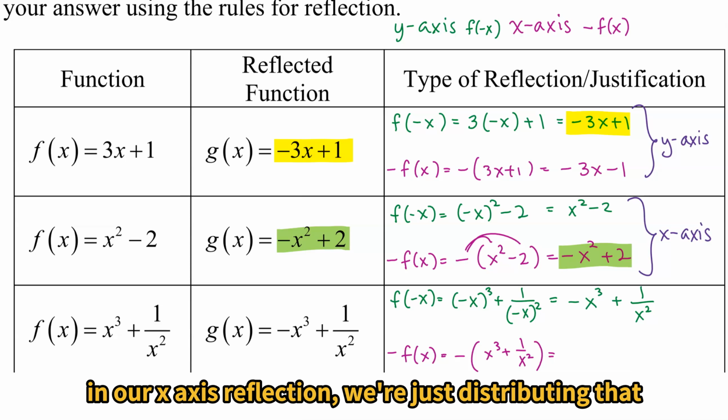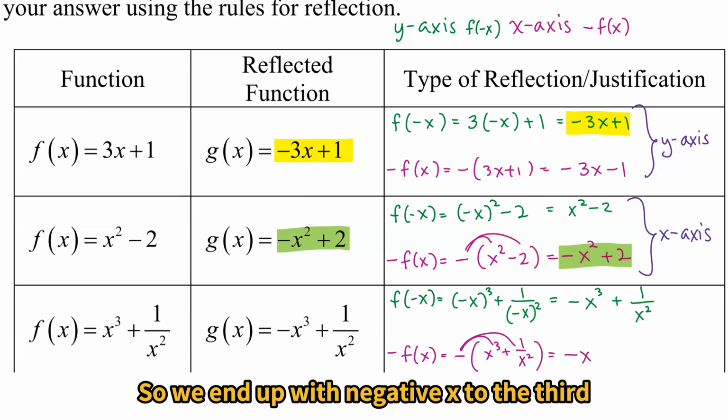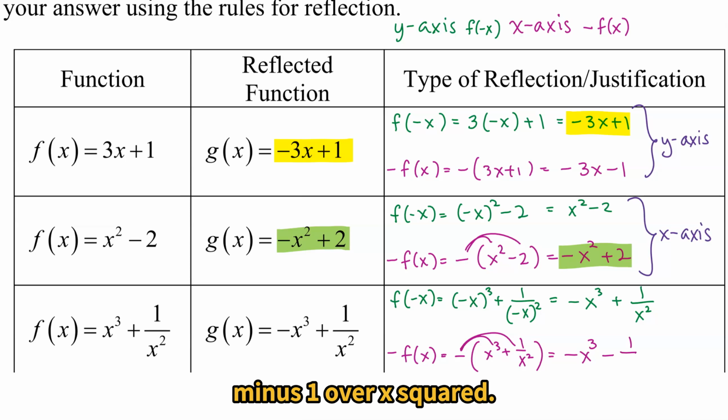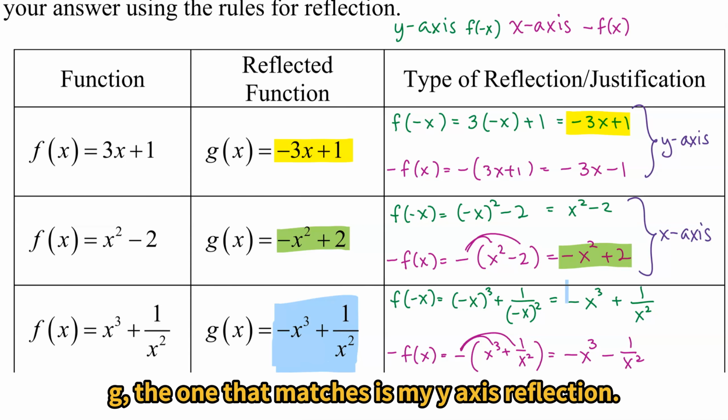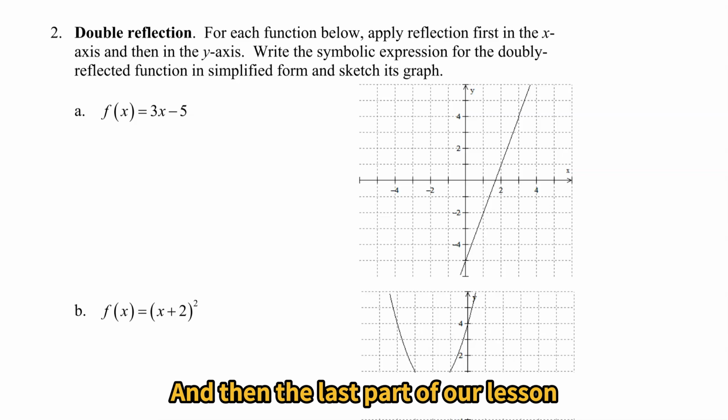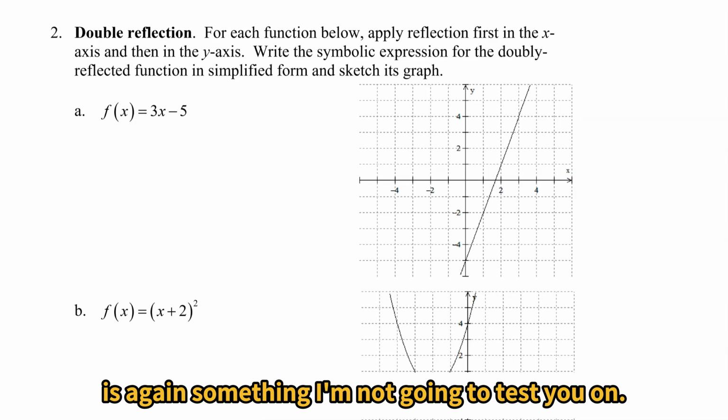In our x-axis reflection, we're just distributing that negative to both of these terms. So we end up with negative x to the third minus 1 over x squared. And if I look at these two and compare them to my reflected function g, the one that matches is my y-axis reflection.